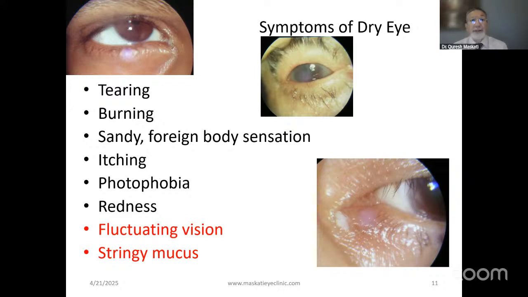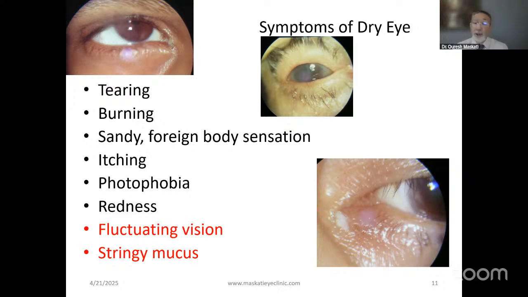So burning sensation, sandy foreign body sensation, itching, photophobia, can't open the eyes in sunlight, redness of the eye for no apparent reason, fluctuating vision. Patient tells you, sometimes doctor I see well, sometimes I don't.